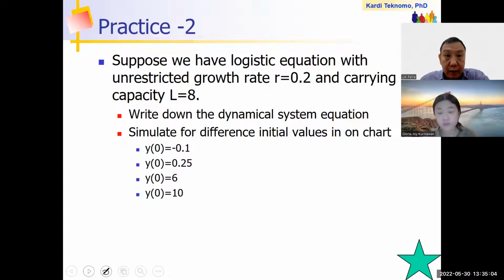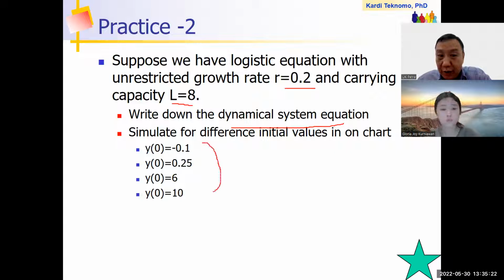Suppose you have a logistic equation with R is 0.2, L is 8. You're supposed to be able to find the dynamical system equation, and then you need to simulate this one. Do you want to practice or you want to skip this? Using Excel, yes, it's okay. Excel, or of course use the equation. Can we try? Please try.